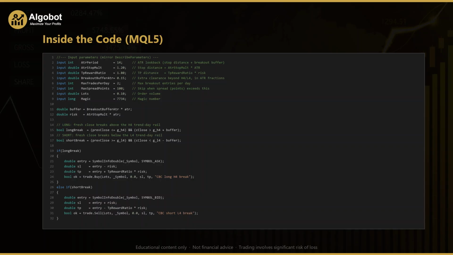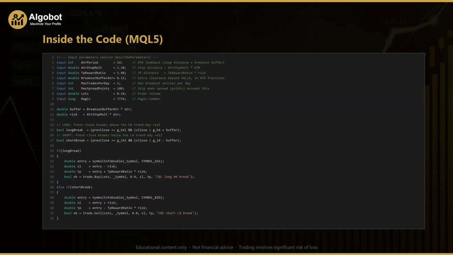The long condition, long break, is true when the previous close was at or below the H4 level, and the current close is above H4 plus the buffer. When that's the case, the code reads the ask price as the entry, sets the stop loss 1 risk distance below it, sets the take profit at the reward ratio times risk above it, and calls trade.buy with those levels.